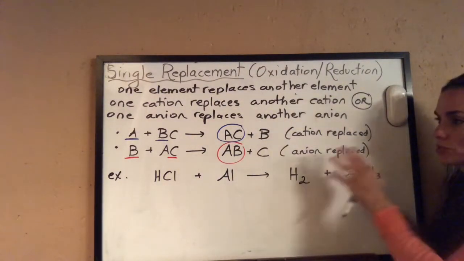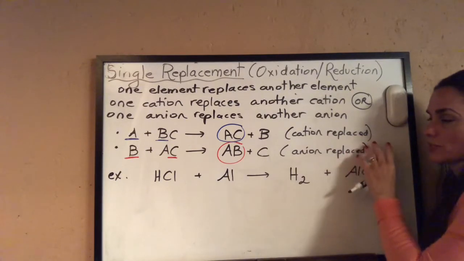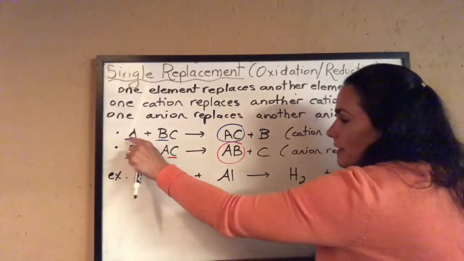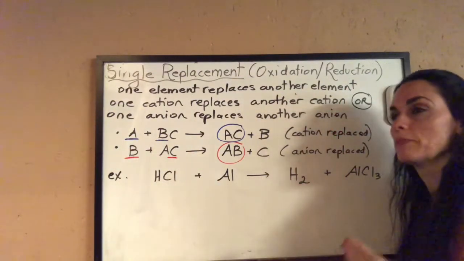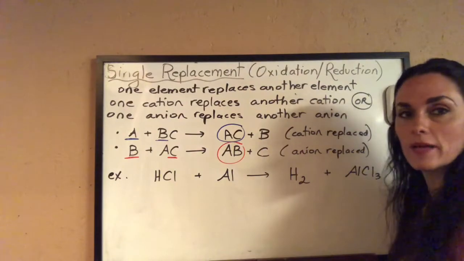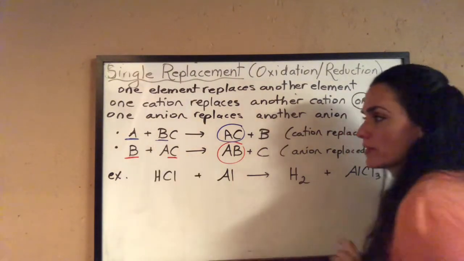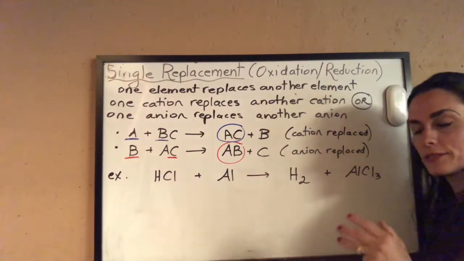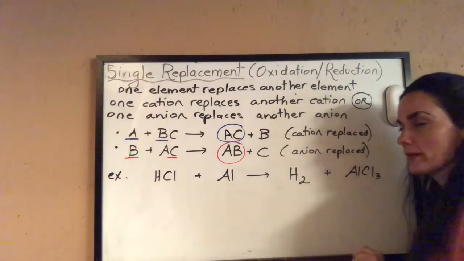So just a general format. Here's an example of just general, when the cation is replaced, let's say A is a cation, maybe it's hydrogen, maybe it's a metal, and in the ionic compound that it's reacting with, it's going to bump out the other cation and then join up with the other anion, okay? Because cations need to be paired up with anions.